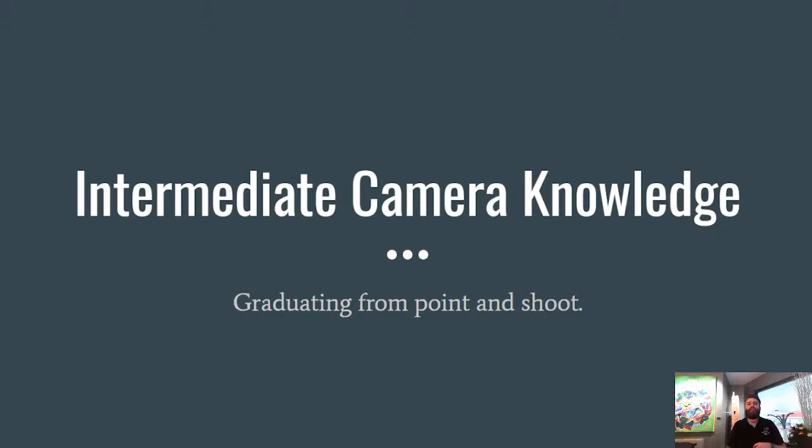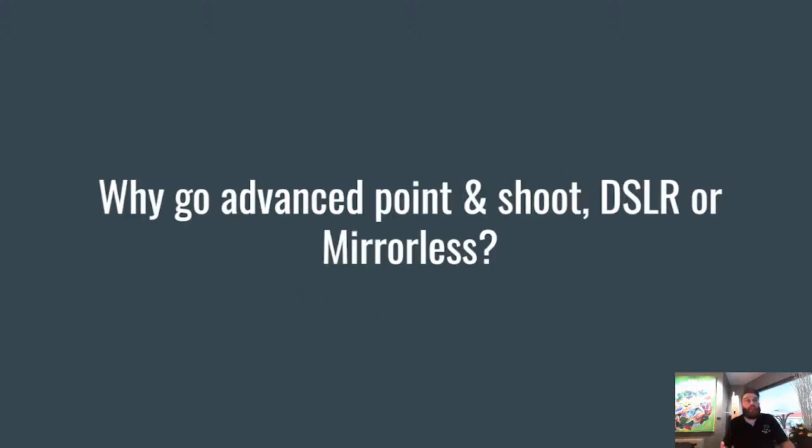So why would you go advanced point and shoot or DSLR or mirrorless? Nowadays, 21st century, 2022, almost 2023, we all have cell phones. iPhone has a 48 megapixel camera. Google Pixel has a 51 megapixel camera. Samsung has a 105 megapixel camera. You've got powerful phone cameras nowadays, and on top of that too, you're carrying around a cell phone with you. So why would you want to get another camera?